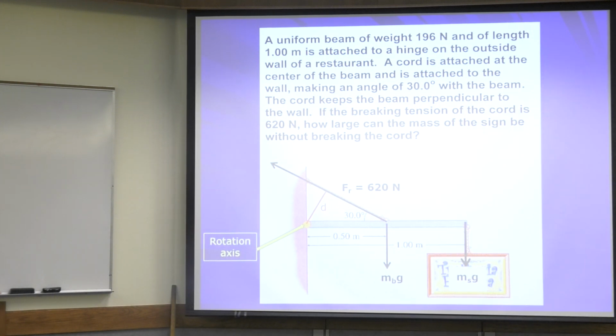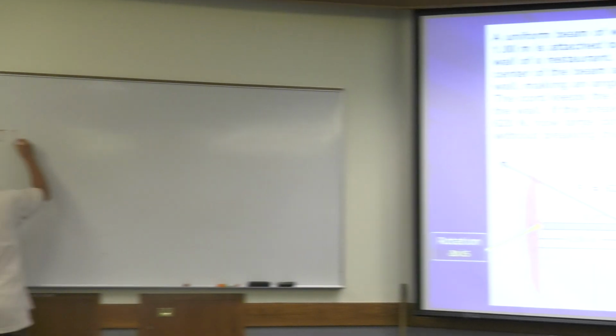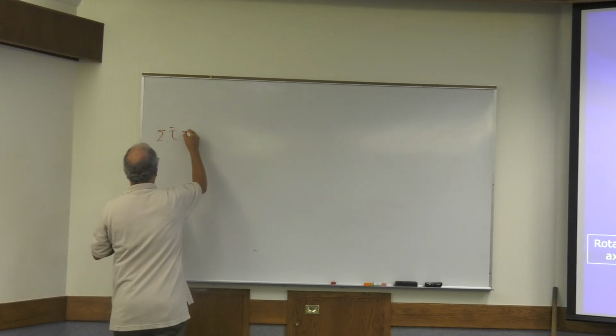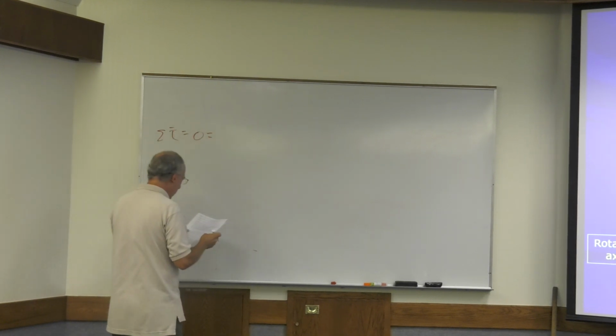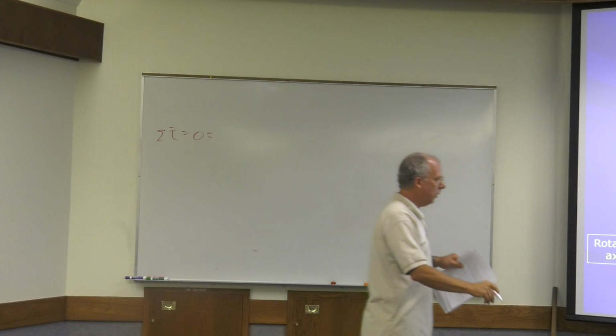So, a picture's worth 1,000 words, right? You got to get this picture right in order to solve the problem. All right. Awesome. Ready? Here we go. Now, we don't want any movement, right? So we want the sum of the torques to be 0. And it doesn't matter the order, of course, so let's just do it.